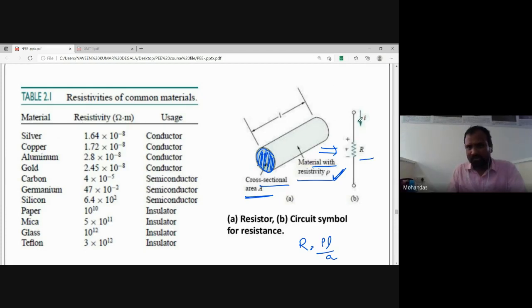If you apply a voltage, current will flow through this. Now, the resistivity of common materials like silver, copper, aluminum, gold, each material has its specific resistivity. For silver it is 1.64 into 10 to the power of -8 ohm meter. Resistivity units are ohm meter. And it is used as a conductor.